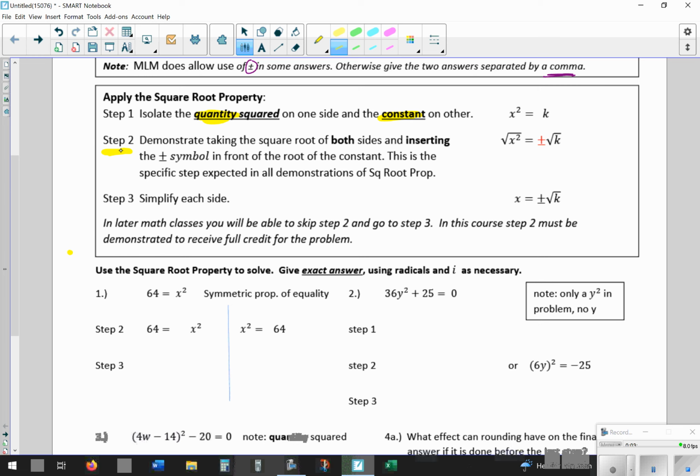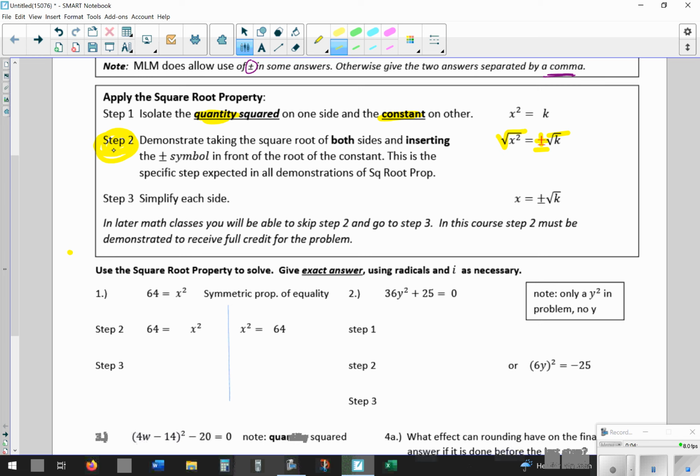So whenever we have that x or that quantity squared equal to a number, our next step is twofold. I want to see that you take the square root of both sides, and on the side with the constant, we put in that plus minus symbol. So I want those two things in that step. So very specifically, you want to make sure that you're demonstrating step 2 fully.